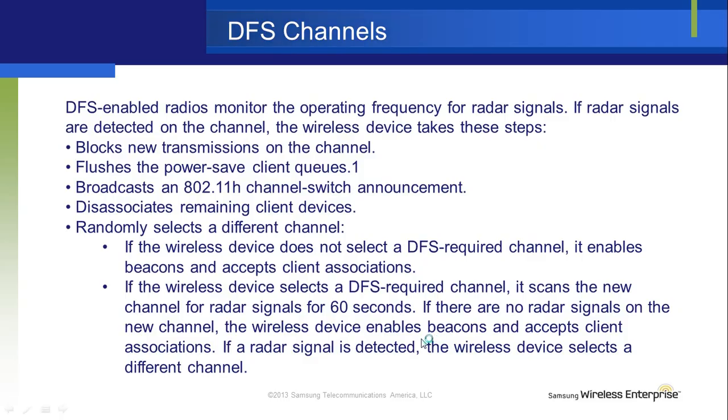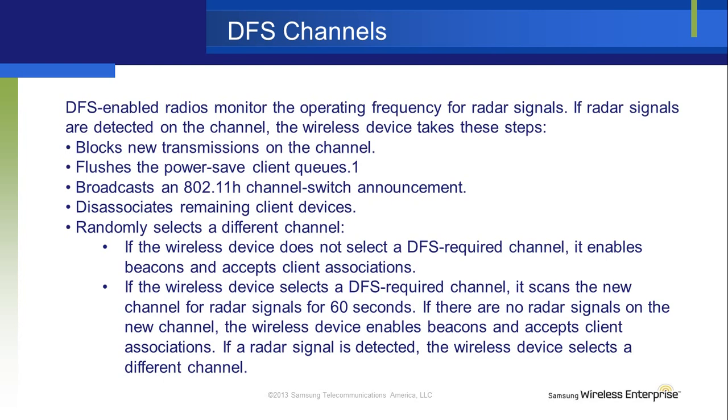So what happens when a DFS-enabled radio detects a radar in the neighborhood? If it actually finds a radar, what process does it go through? The first thing it does is start blocking new transmissions on that channel. It flushes the power save client queues. It broadcasts the 802.11h channel switch announcement that we talked about. It disassociates all the remaining clients, and then it randomly selects a channel. If it doesn't select a DFS channel, then it enables the beacons and accepts client associations right away.